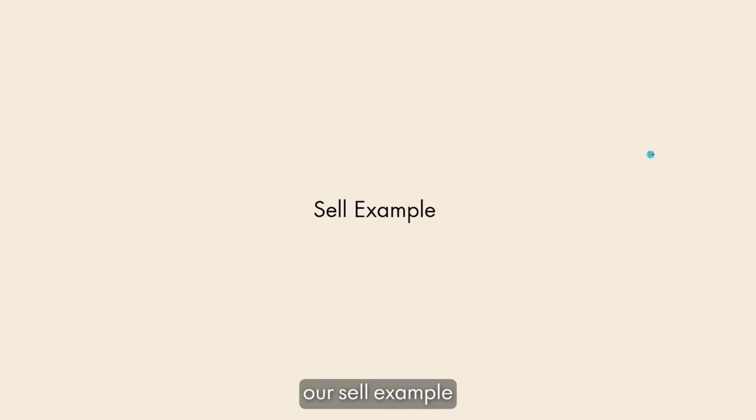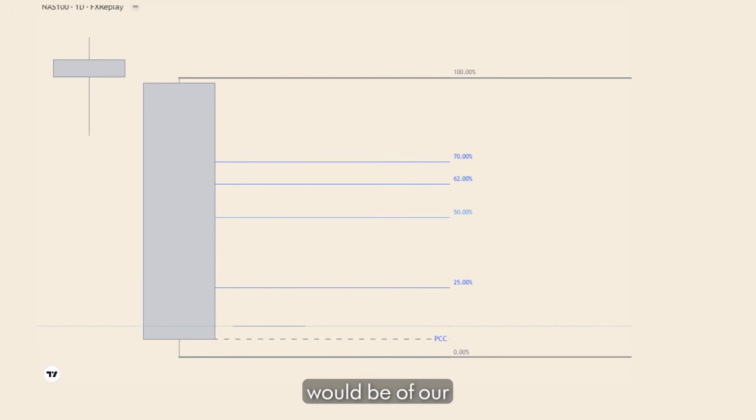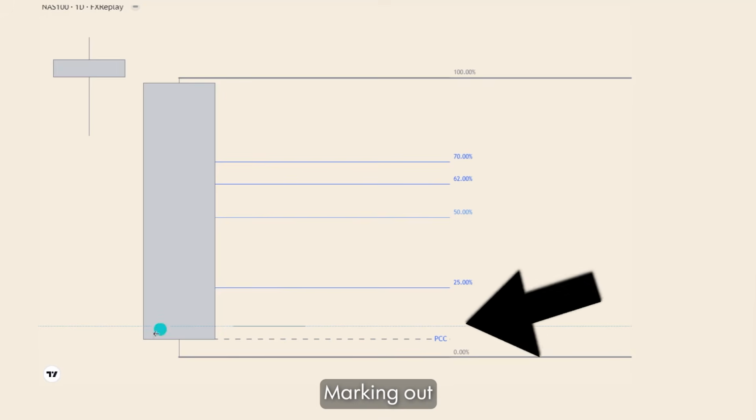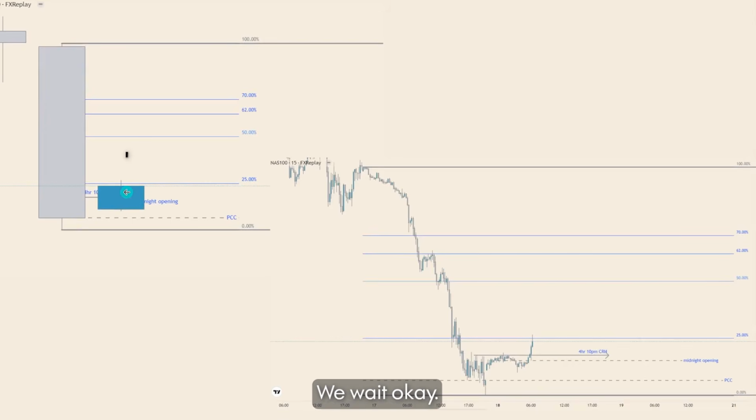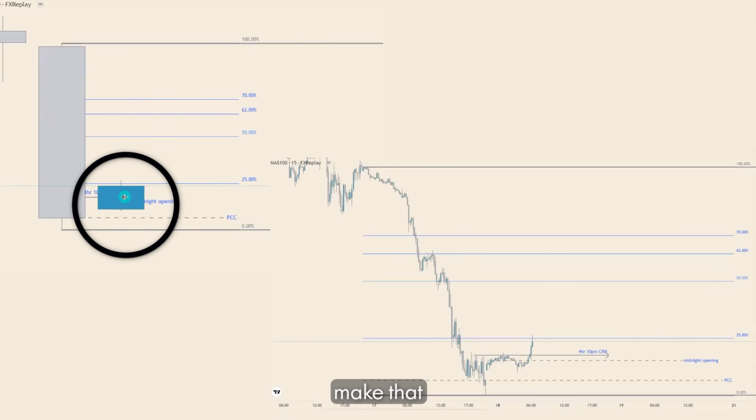Now, our sell example would be off of our bearish candle, okay? Drawing the highly volatile major body high and low of the previous day, marking out also our previous candle close. And there we go. There's the start of our exact current day, okay? And there we go. Here's the exact scenario we wait for, okay? Price starting to make that bullish candle in the start of the day. That means it is retracing. That is what we wait for, okay?